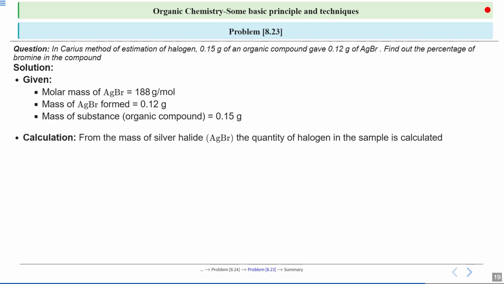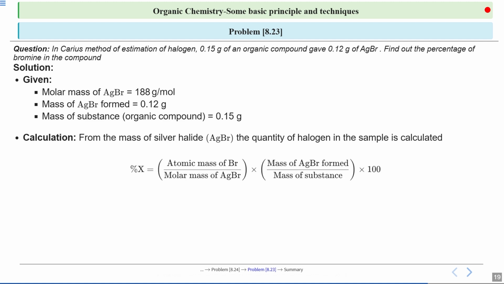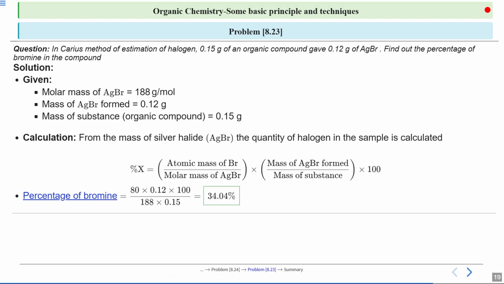From the mass of silver halide, the quantity of halogen in the sample is calculated. The formula that we already know is given here. The percentage of halogen is equal to the atomic mass of bromine divided by the molar mass of silver bromide, multiplied by the mass of silver bromide formed divided by the mass of the compound, and this is multiplied by 100. If you put in all the values, you get the percentage of bromine as 80 into 0.12 into 100 divided by 188 into 0.15. This will give you 34.04% of bromine.